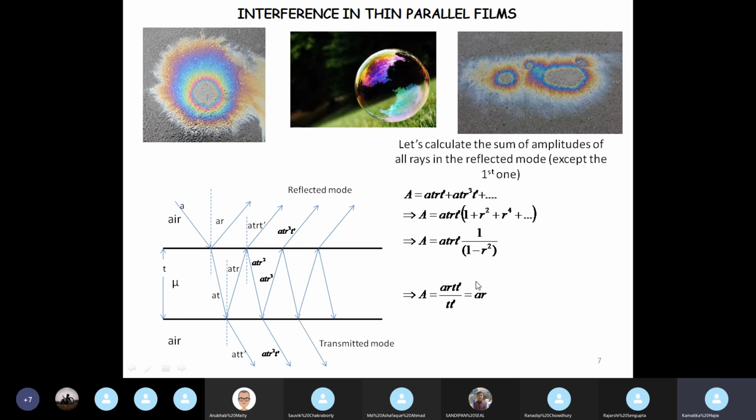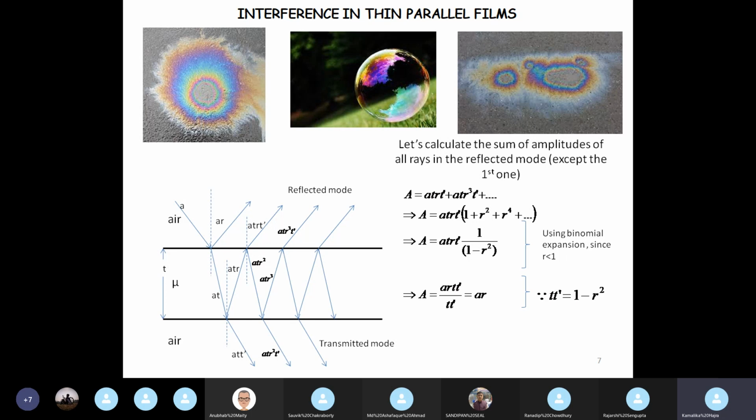Okay. So we have ARTT prime, and remember when we were approaching Stoke's law, we had found out that TT prime is equal to 1 minus R squared. So 1 minus R squared is replaced by TT prime. So A is equal to AR. So what have we used over here? Here we have used binomial expansion since R is less than 1, R is a fraction. And here we have used the relation TT prime equal to 1 minus R squared.